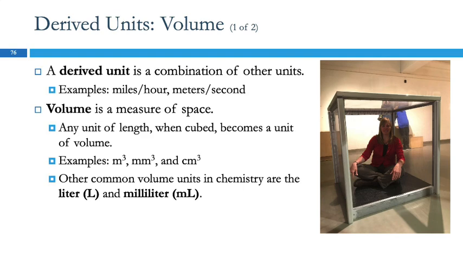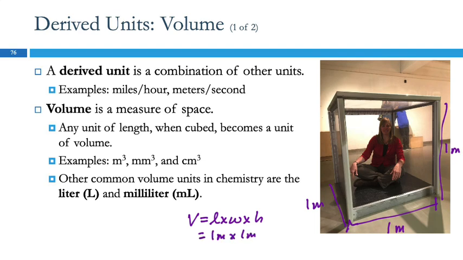This is actually a picture of me in the Science Museum in Oslo, sitting in a cubic meter. So 1 meter this way, 1 meter that way. Hopefully we remember from geometry that the volume is equal to the length times the width times the height. So 1 meter times 1 meter times 1 meter is 1 cubic meter.